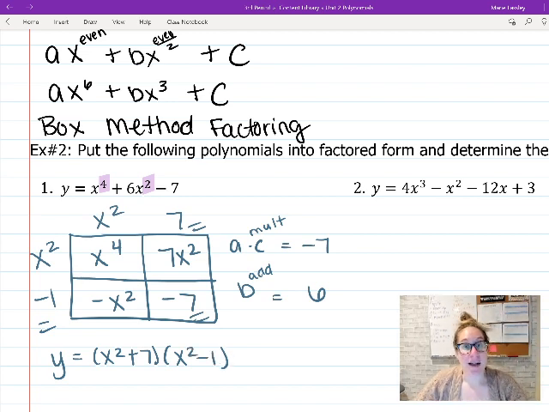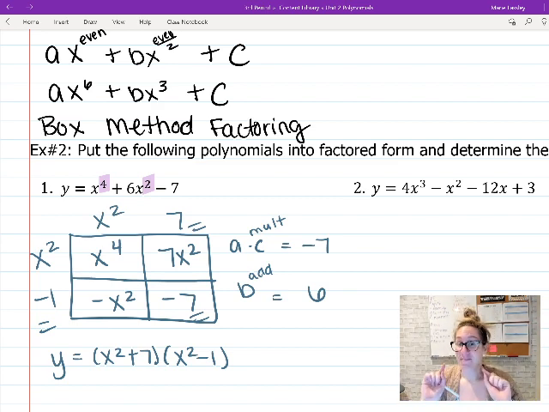All right, now I need to make sure I read my directions carefully because this does say put the following polynomials into factored form. It means like the most factored form. So I want to check and make sure that none of these two factors can go any further. Well, x squared plus 7 is definitely as far as it can go. I can't do anything else to that x squared plus 7. It is what it is.